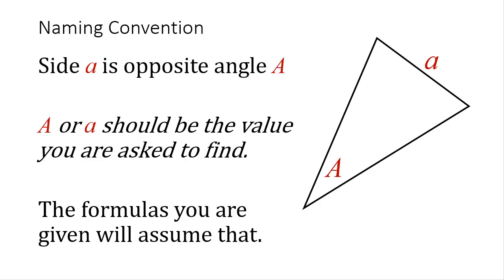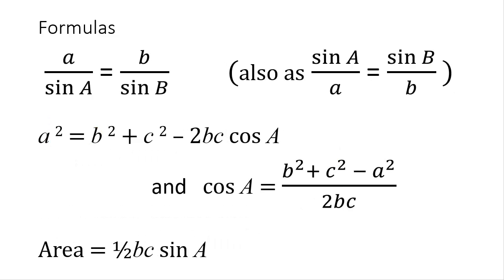So let's have a look at the formulas that you're given. First up is the sine rule, called that because it only has sine in it, and that relates one side to its opposite angle and another side to its opposite angle. We can flip that upside down so that the angle's on the top, and that's going to help solve it when we do some of those.